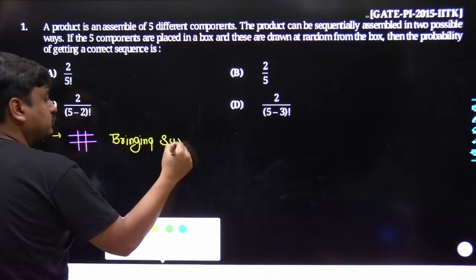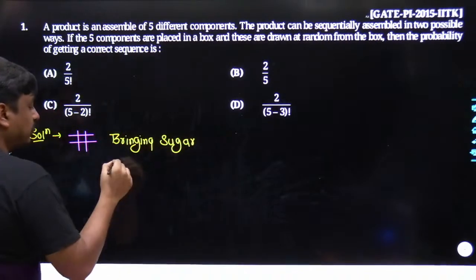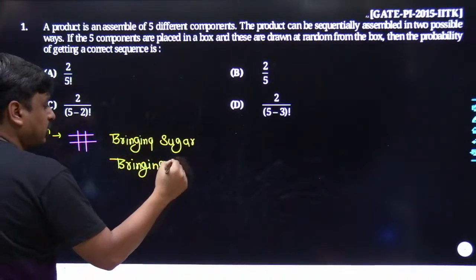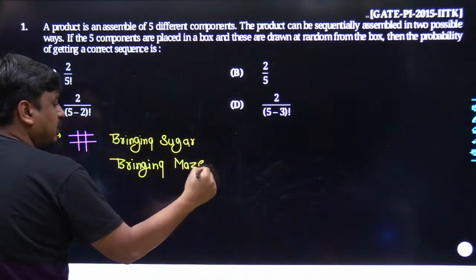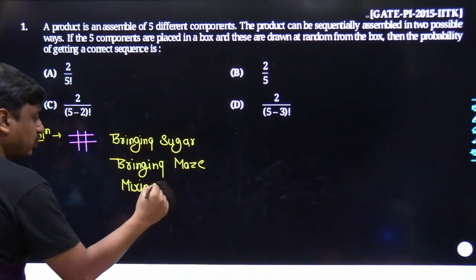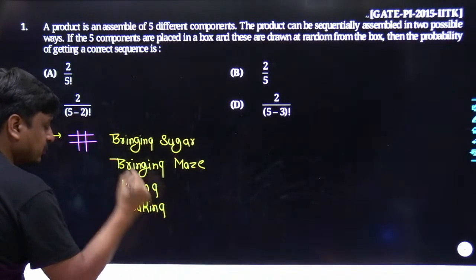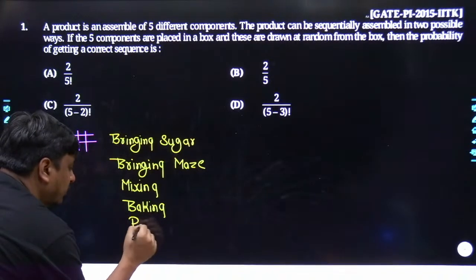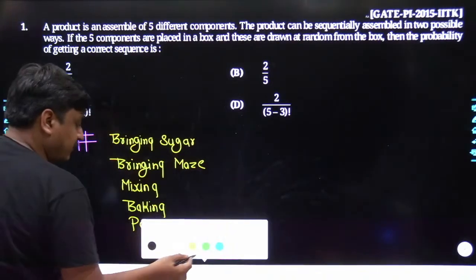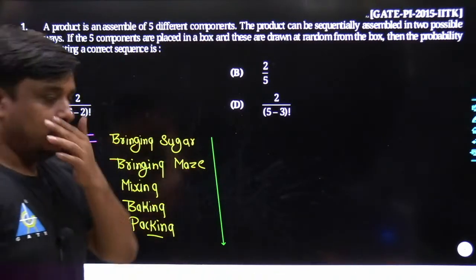sugar. The second step would be bringing maida, in Hindi it's called maida. Third step would be proper mixing. Fourth step could be the baking of the mixed product, and the last would be packing. So if I follow these steps in sequence, would I be able to produce my finished product or not? Obviously, I would be. Agreed with what I am saying?